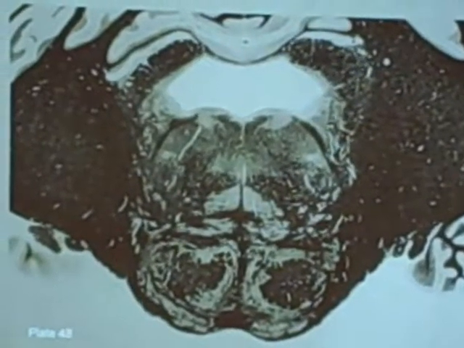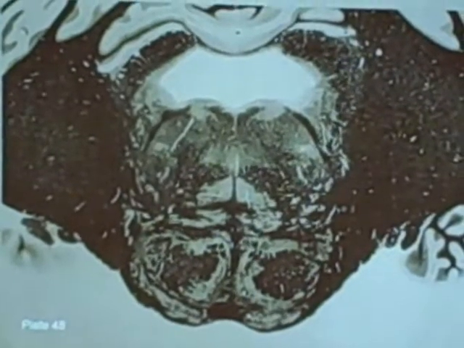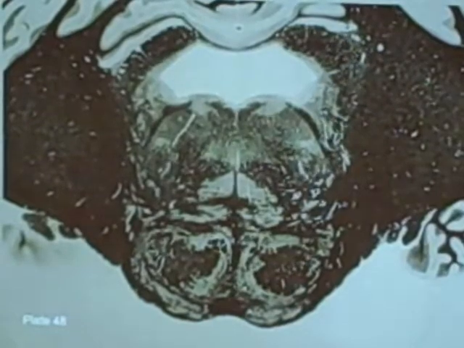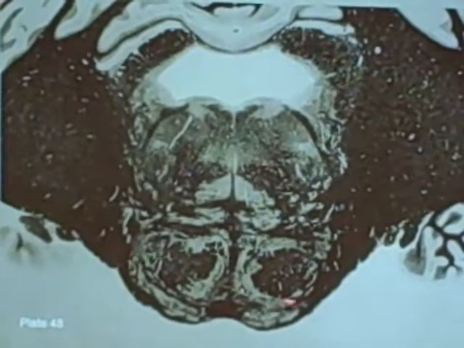We're looking at the Pons here. Lots of pontine nuclei. Here we see the corticospinal tract, kind of organizing, coming together to form the medullary pyramids, but it's kind of scattered throughout the Pons.